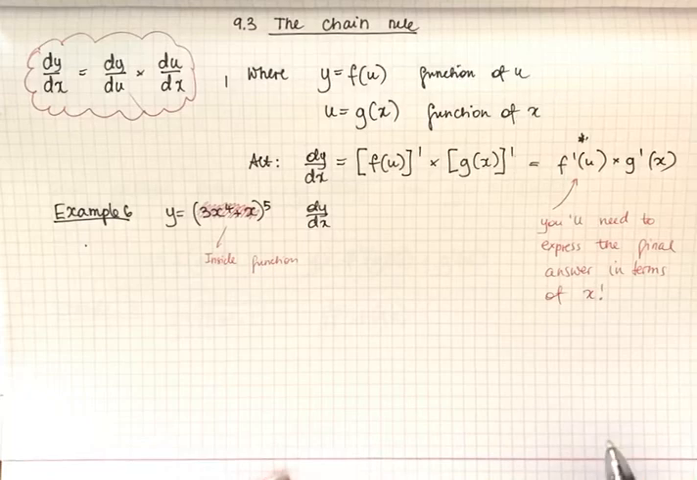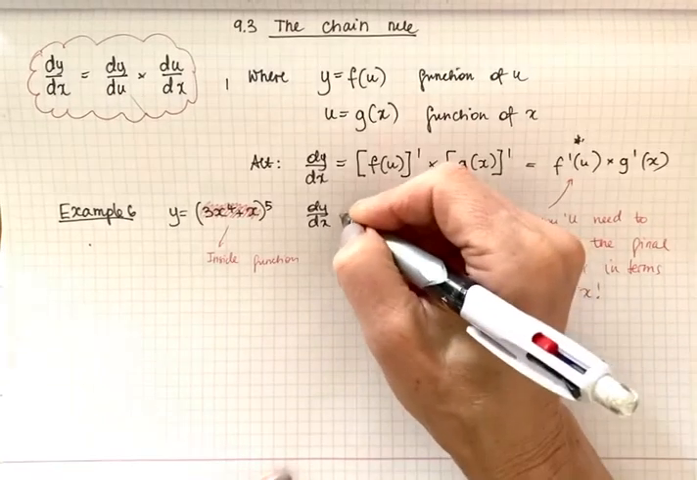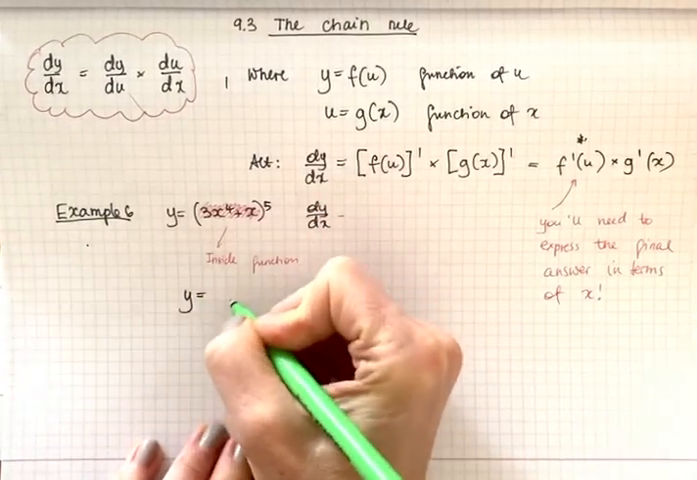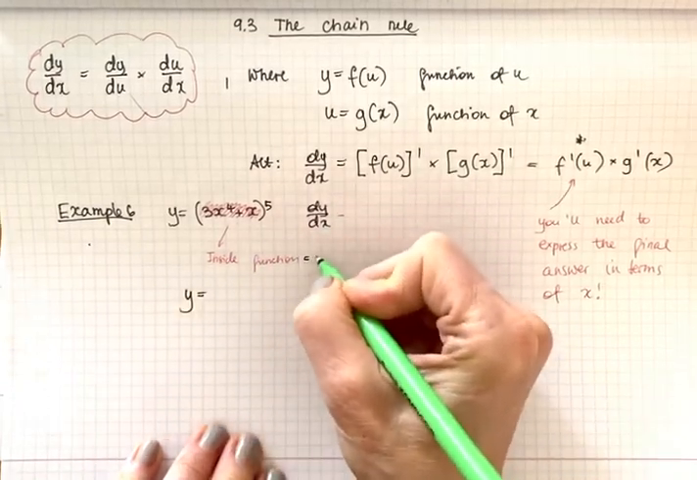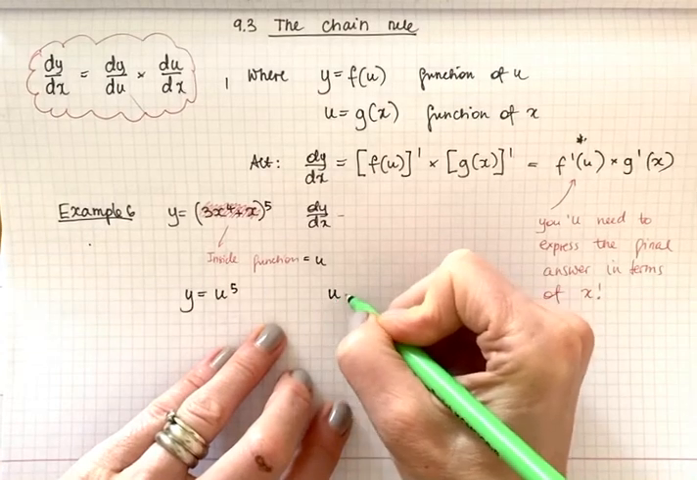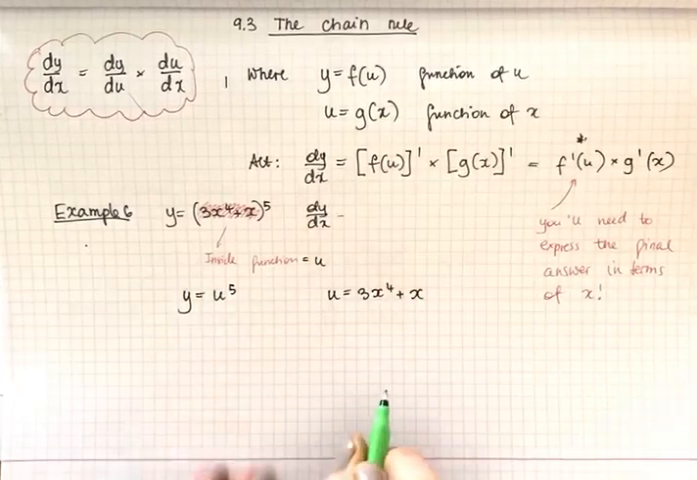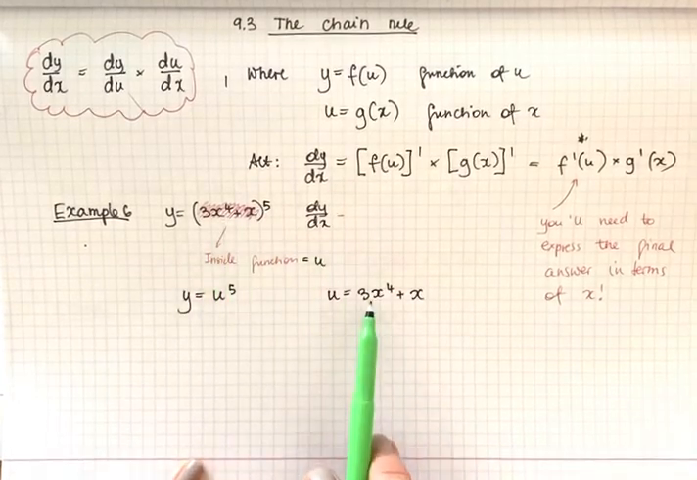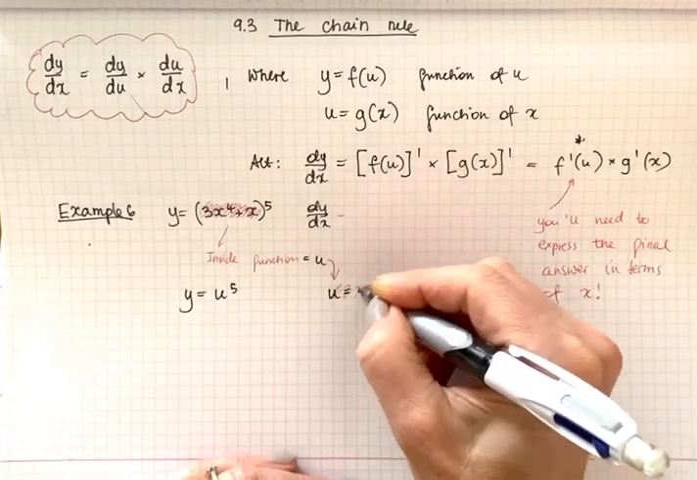So what we can do, in order to find dy dx, we need to find our outside function. So this is going to be y equals something to the power 5. So we're going to replace that inside function with u. There you go. Okay, and what is our inside function? So what was our u? It was 3x to the power 4 plus x. There you go. So this expression can be thought of as something which is our u to the power 5, where my u is equal to 3x to the power 4 plus x. So this is our inside function u.